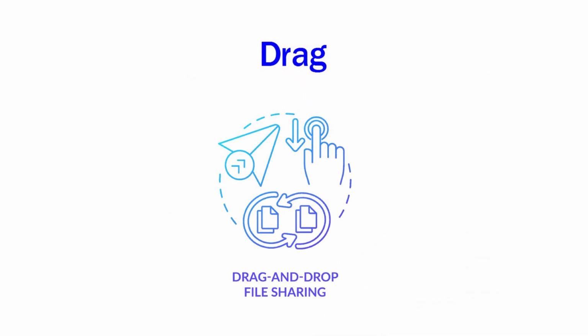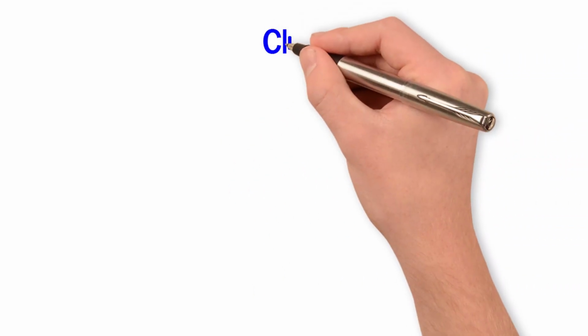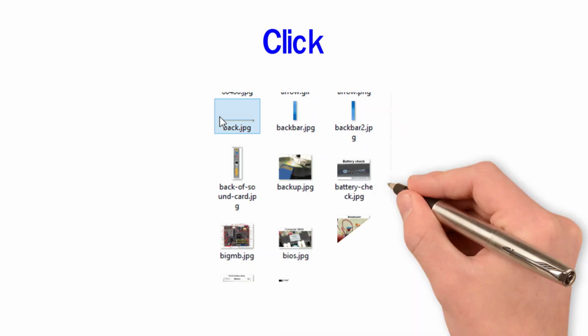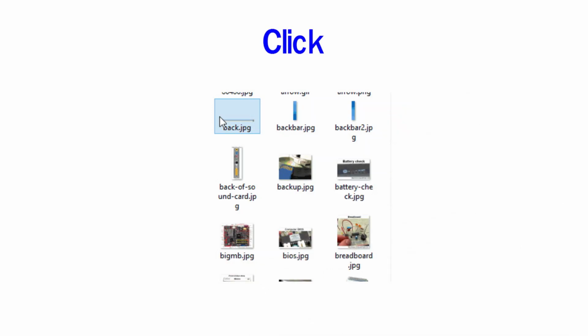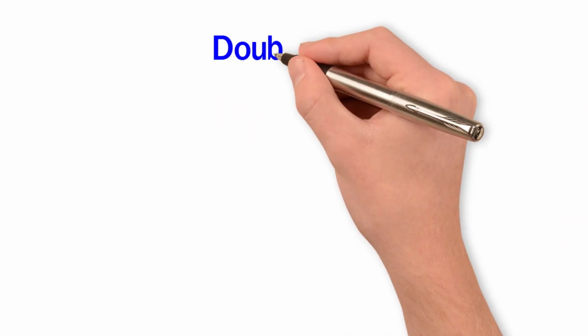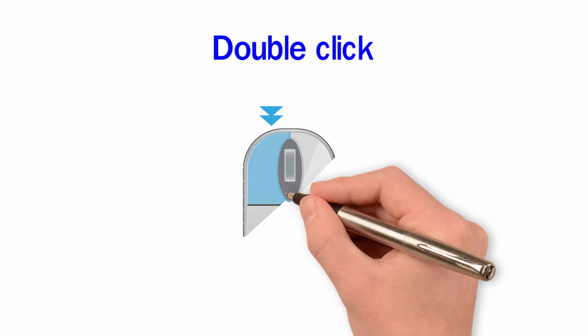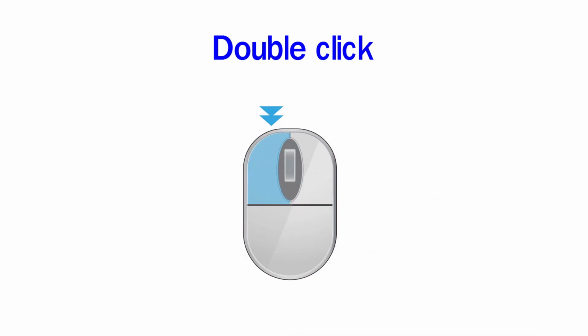Drag. When you want to move something from one part of the screen to another, you need to drag it. Click. To use the mouse to select a document or image on the screen. Double-click. To hit the mouse twice. You often need to do this when you want to open a document.